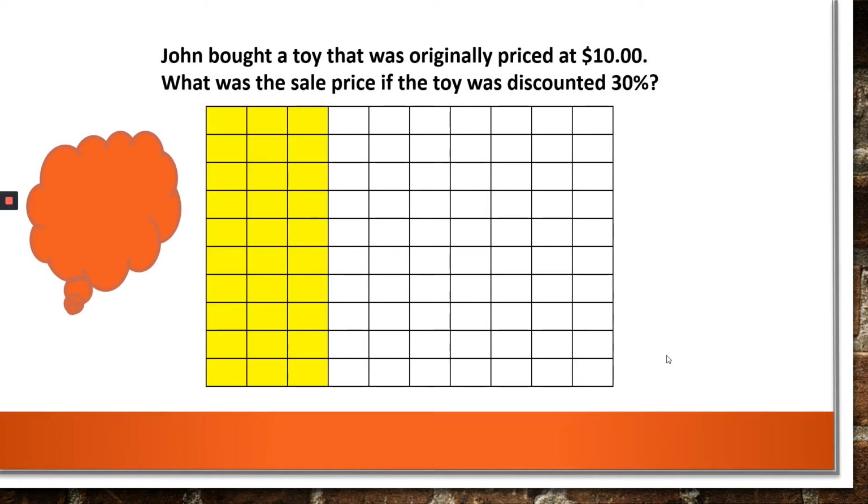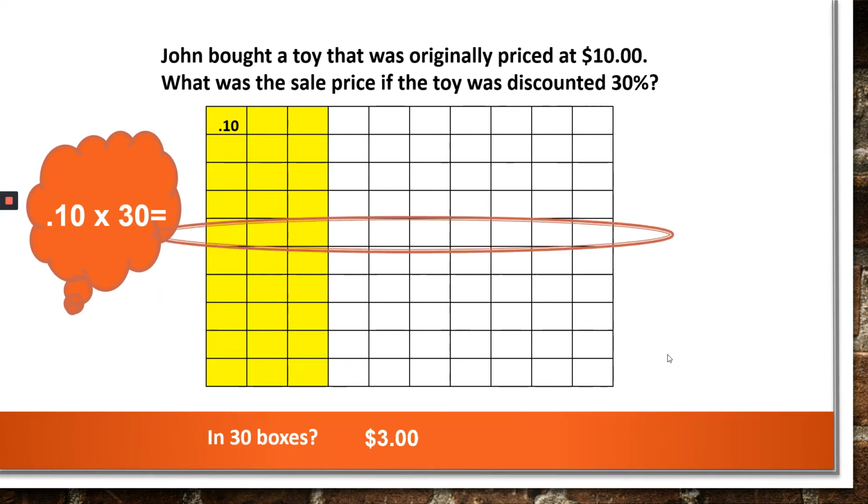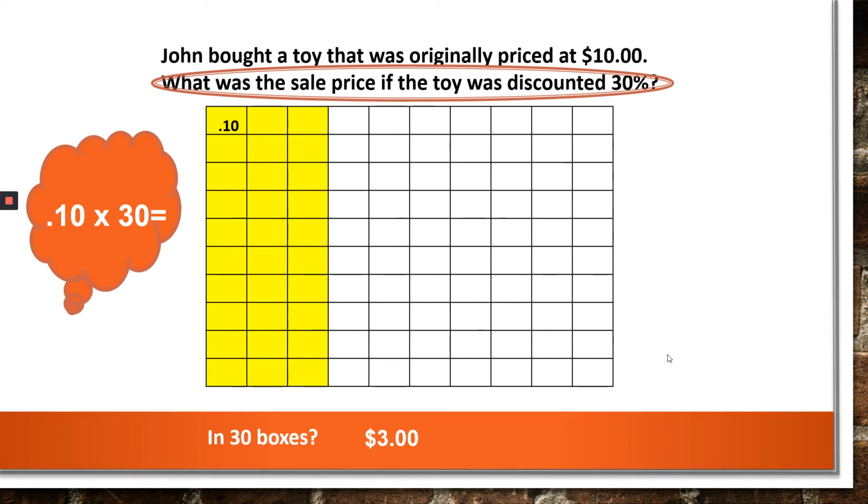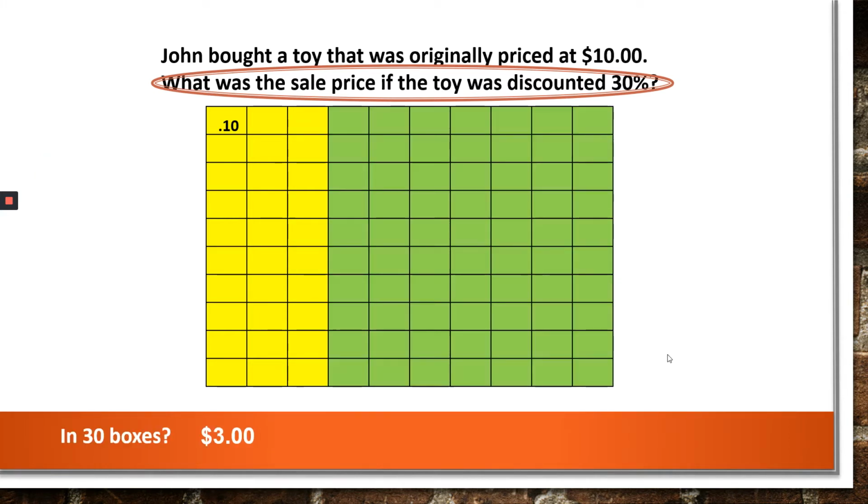Here's 30%. And we said there's 10 cents in every box. So how much is in 30 boxes? Well, if you use your calculator, 10 cents times 30 will give you, you got it, $3. But when I look back at the question, it says, what was the sale price? We just calculated the discount. So we haven't answered the question yet.